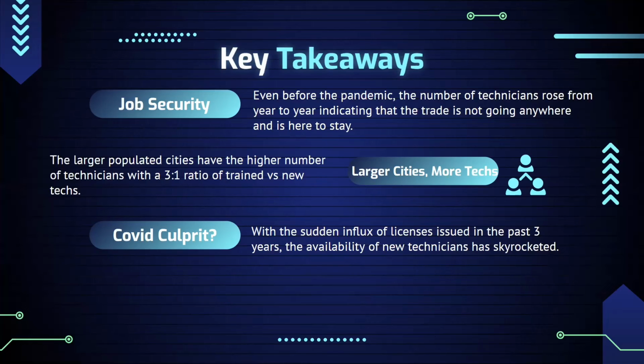And then the next one was in the larger cities, the more techs. So the larger populated cities have the higher number of technicians with the 3-to-1 ratio of trained versus new techs. This is what we saw in that other pivot table. And then the third key takeaway was, was COVID the culprit for this sudden influx of licenses? I think so, and I'd be curious to find out what type of data I'd be able to find to corroborate that, to find out if that's true or not.